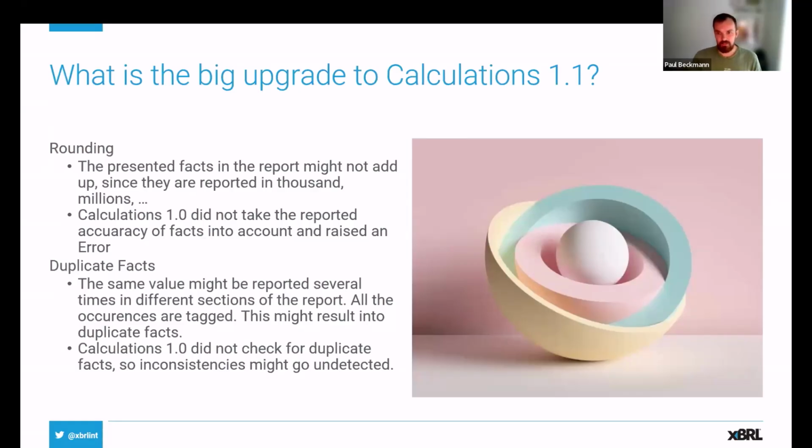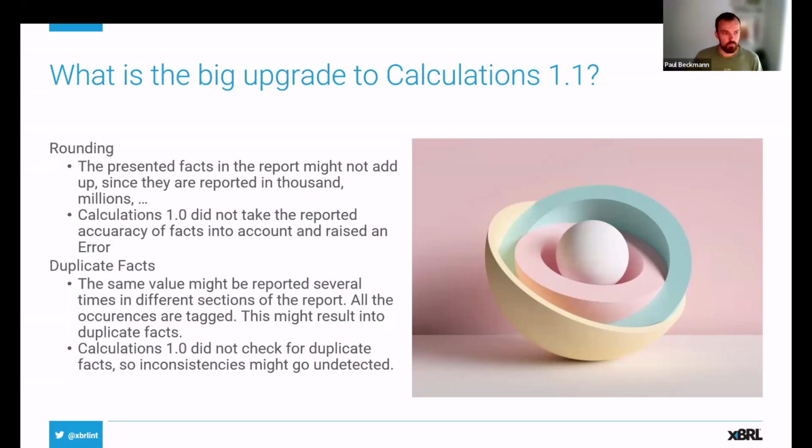So the big upgrade Calculations 1.1 brings with it is about the rounding. Calculations 1.0 did not take the reported accuracy effects into account. That means if the report is presented in thousands, millions, and so on, there might be rounding errors popping up in the report. And Calculations 1.0 had the approach that if the calculated value and the reported value don't match up, you get an error message. With the Calculations 1.1 approach, this will change.